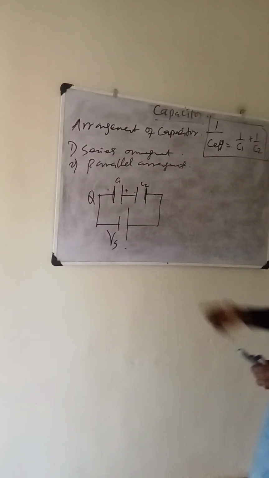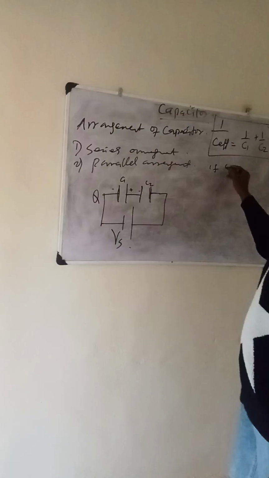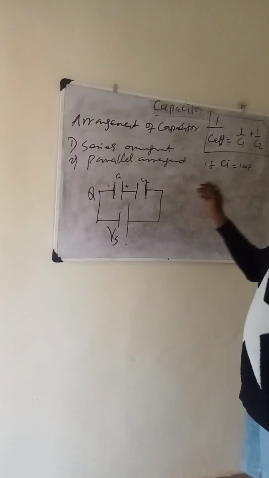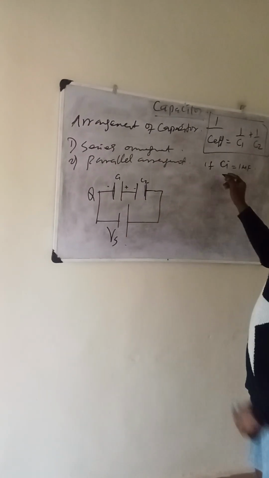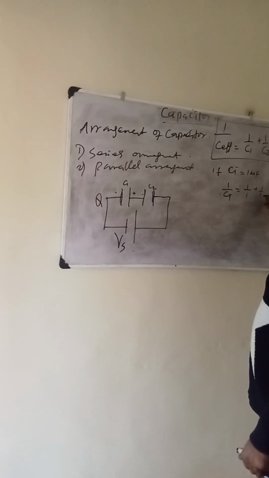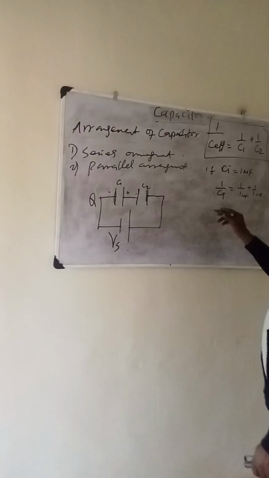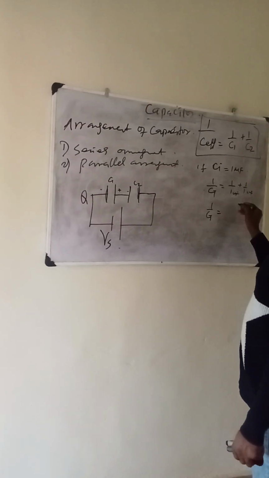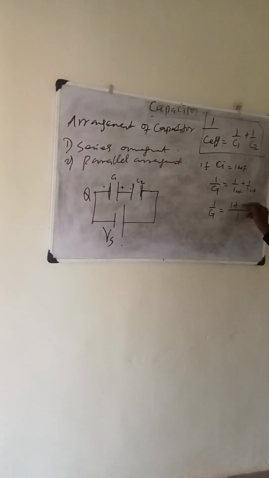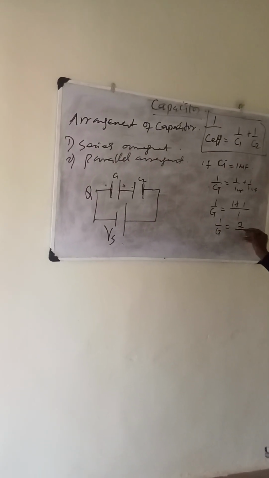This is the formula for calculating the arrangement of capacitors in series. For instance, if C1 is 1 microfarad and C2 is 1 microfarad, arranged like this, the total for this arrangement is 1 over C total equals 1 over 1 plus 1 over 1, all in microfarad. If you do your mathematical gymnastics, the LCM is 1, so 1 over C total is equal to 2 over 1.